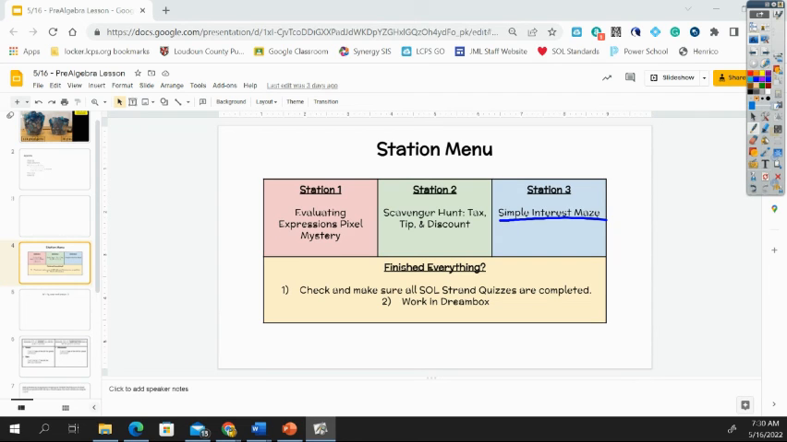Also, if there are any SOL strand quizzes that you would like to improve your score on, grab a sheet of paper and fix the problems you got incorrect. Next class, you can turn them in to me, and I will raise your score to an 80. The final thing, if you've done all your SOL quizzes and you're all caught up and you're ready to work on something new, feel free to go and work in Dreambox if there's any extra time.